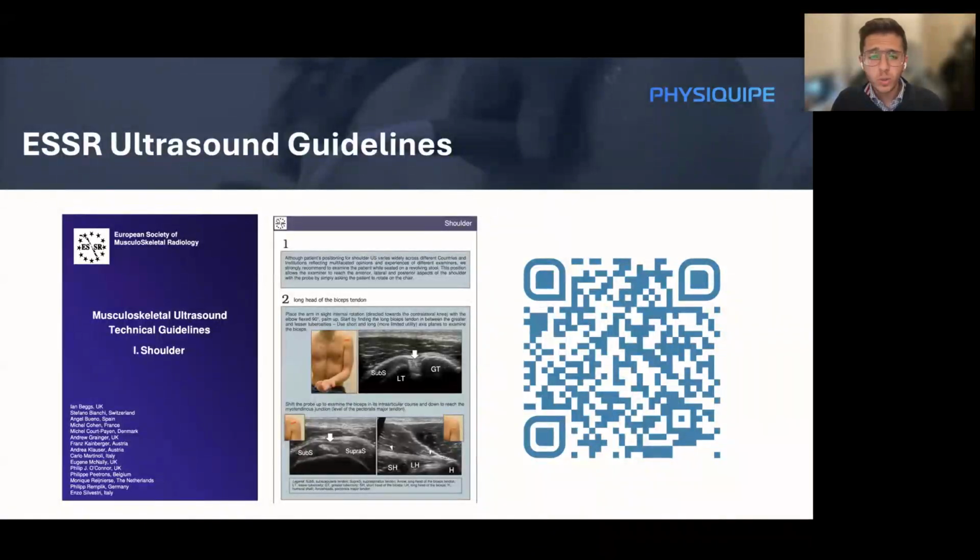So some useful resources at the end I wanted to signpost you to. I'm sure those of you who've done ultrasound have already seen this, but here's a QR code to the ESSR ultrasound guidelines. Incredibly useful, free to access, and gives you essentially a guide on how to scan all the major joints and what to look out for in the protocols for them. Again, cannot recommend this enough. It's written by a whole bunch of experts across Europe, and really, really useful.